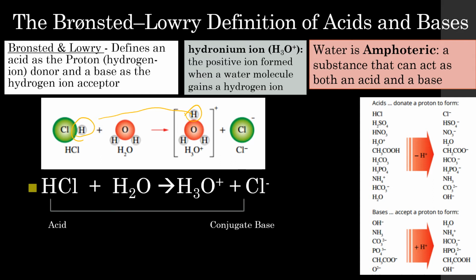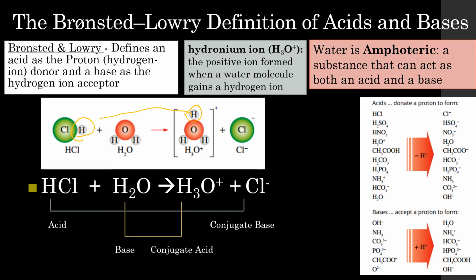So our hydrogen chloride is our acid, and our conjugate base of that is that particle that remains, which is the chloride ion. That means the other two are the other pair there. So the water is the base in this case, and the hydronium ion is the conjugate acid. So if we have a look at the diagram on the right hand side here, we can see that hydrochloric acid donates hydrogen to form the chloride ion.